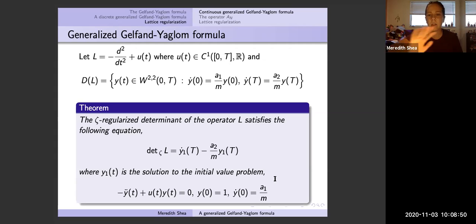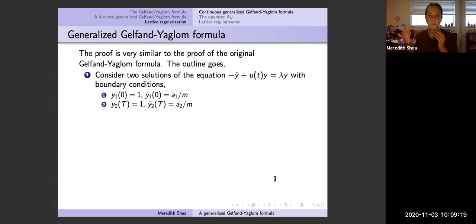Are there any questions on that theorem? Before I think the next thing I do is get into the proof of it, which I feel like I have time for. So the proof of this follows the original Gelfand-Yaglom formula. Again, the main differences are a few computational differences, and then asymptotically it's a bit different. But the outline goes as follows.